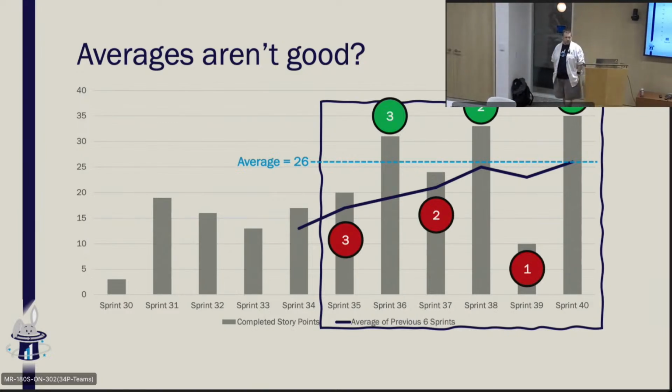So if you were to predict how many stories this team will complete in their next sprint, what would you guess? 26. That would be a very common answer. Yep, team is still consistent. Nothing has changed. The work has not changed. Nothing has changed on the team.